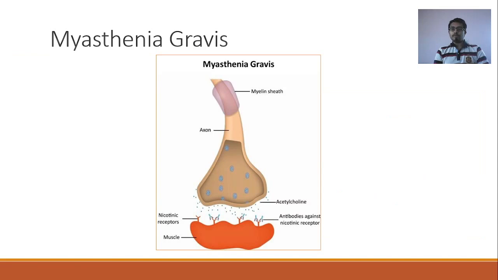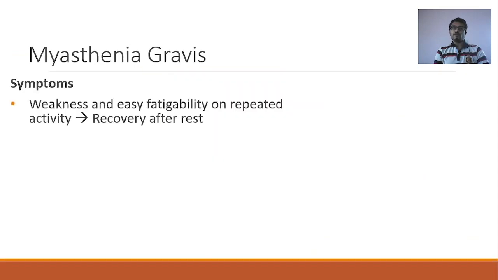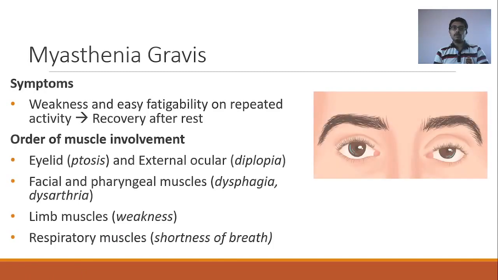Let us look at the symptoms. The major manifestation of myasthenia gravis is weakness in the skeletal muscles. Weakness and easy fatigability on repeated activity. This recovers after rest. So which muscle groups are involved? The earliest to be involved are the eyelid muscles, which will lead to ptosis.